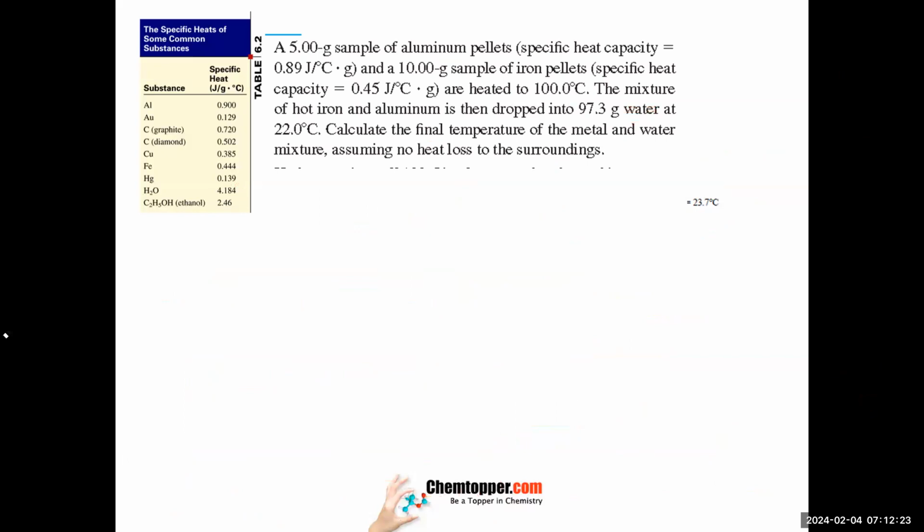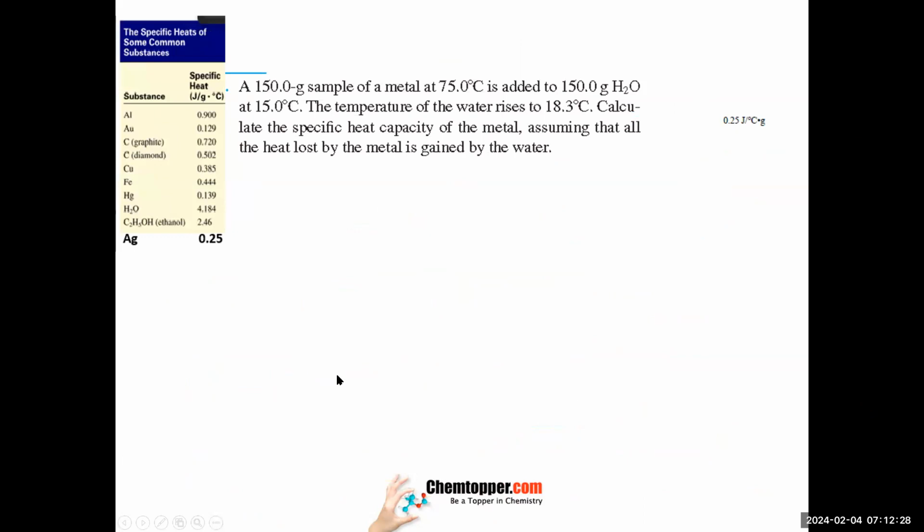Okay, ready for the next question? This one. So something like this only. Let's do it very fast. Read the question carefully. There is a metal. We don't know which metal that is. And there is water. Water we know. The mass of the metal is given. The initial temperature is given. The mass of the water is given. Its initial temperature is given. The temperature of the water rises. Calculate the specific heat capacity.